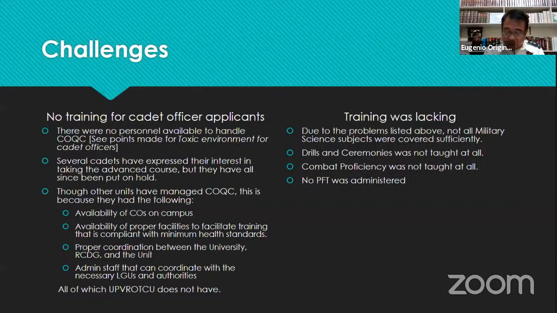Due to the problems listed above, as stated earlier, not all military science subjects, specifically the practical ones, were not covered sufficiently. Drills and ceremonies was not taught at all. Combat proficiency was not taught, and no PFT was administered.